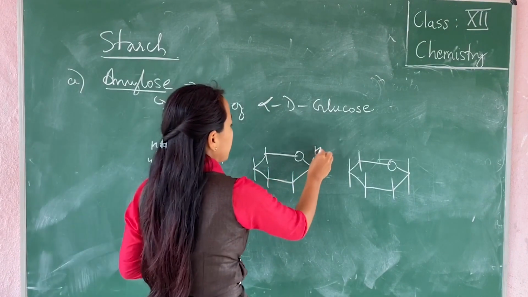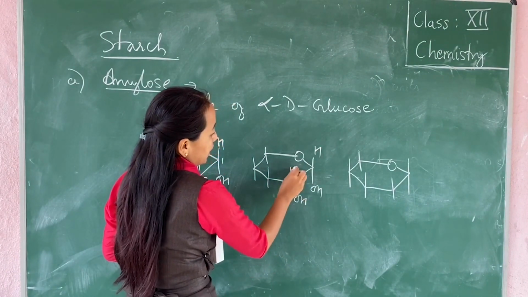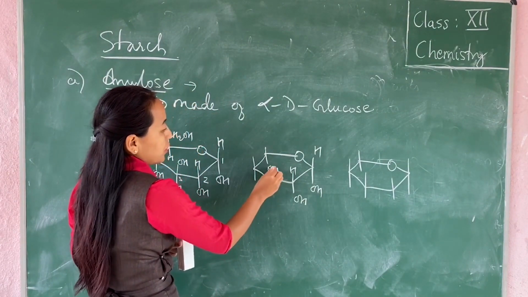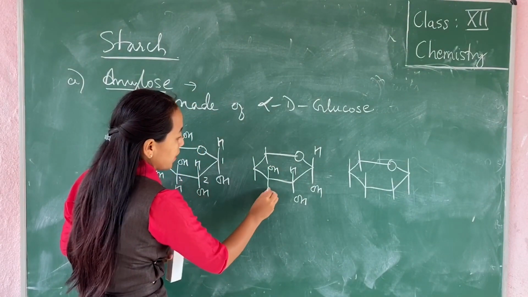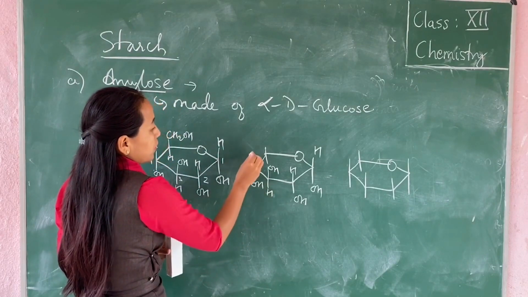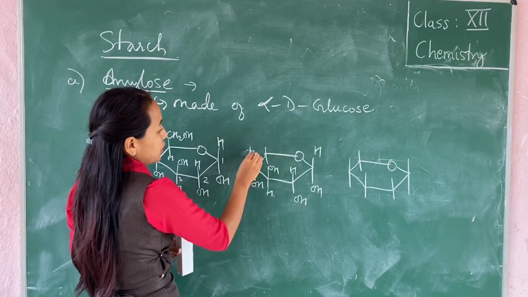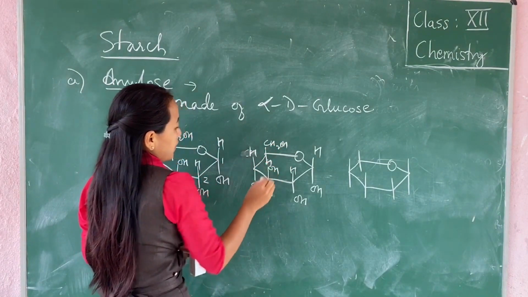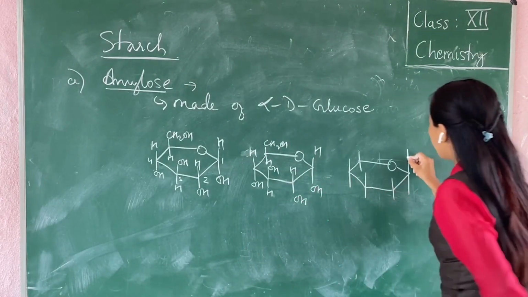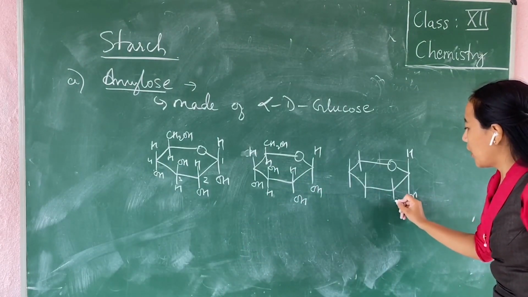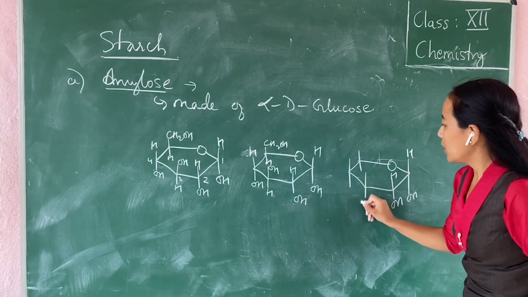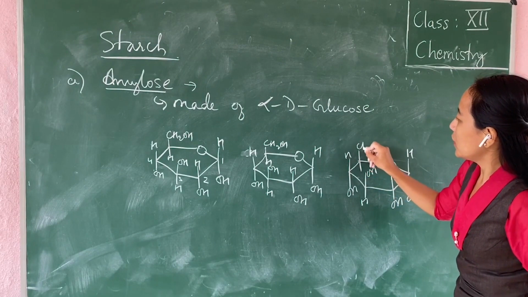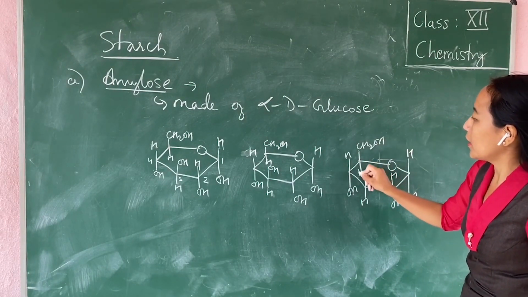Similarly, in this case also H, OH, OH, H. We know that alpha has two OH together, and then you have OH on the left, third carbon atom, therefore on the top, and then hydrogen, OH, H, and then you have CH2OH, and then hydrogen. Okay, now one more, hydrogen, OH, and this OH, H, OH, H, CH2OH, and then hydrogen.